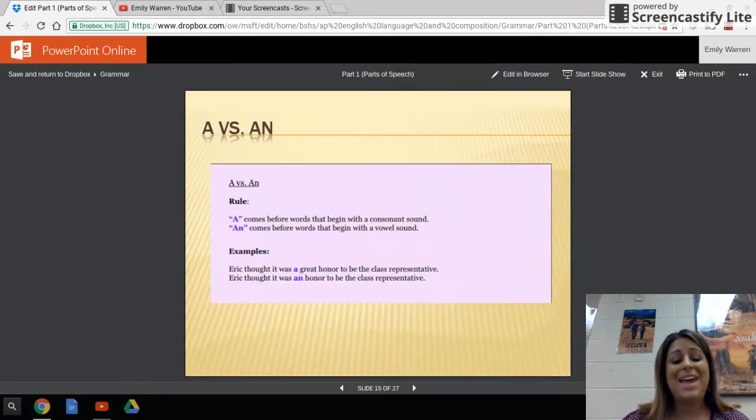Now you use an when it comes before words that begin with vowel sounds. And then remember a with consonant sounds. So our examples: Eric thought it was a great honor to be the class representative. You would use a there because the word great, that's a consonant sound. Our second example: Eric thought it was an honor to be the class representative. Honor starts with a vowel sound, so therefore we use an, okay?